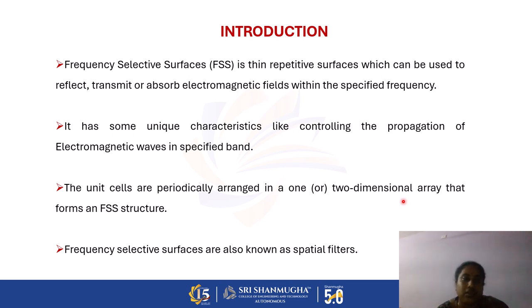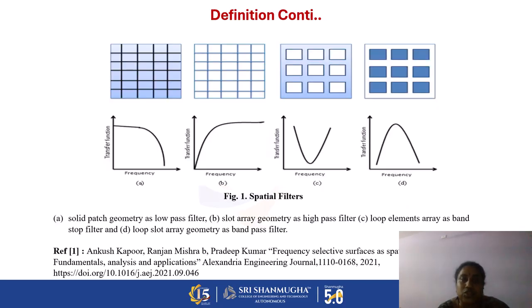In general, frequency selective surfaces are utilized in various applications, mainly for passing and band stopping a particular frequency. Here, spatial filters are subdivided into four classes. First one, slot patch array gives us a low pass filter, and slot array geometry produces a high pass filter. Loop elements array produces the band stop filter, and loop slot array elements produce the band pass filter.